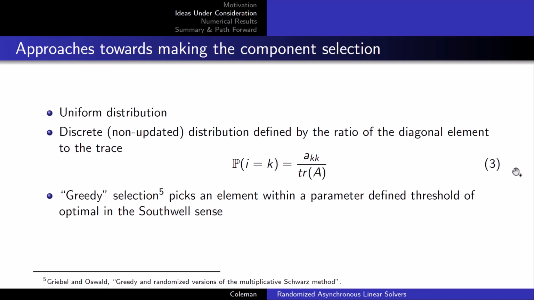The other option is taking a discrete distribution defined by the ratio of diagonal element to the trace. So again, this is picking the largest element in the sense of how big your diagonal element is. There has been some work done towards defining randomized greedy picks in the Griebel and Oswald paper in particular, but they didn't go through the practical use of that. It was more looking at the theoretical aspects of if you could pick something sufficiently close to a Southwell approach, how would that benefit you?